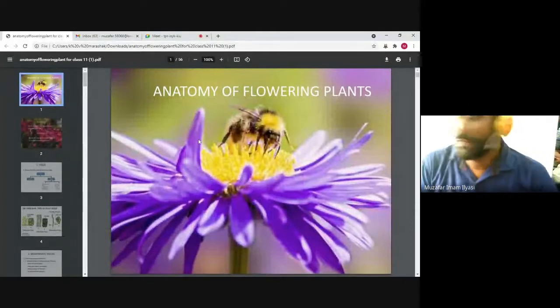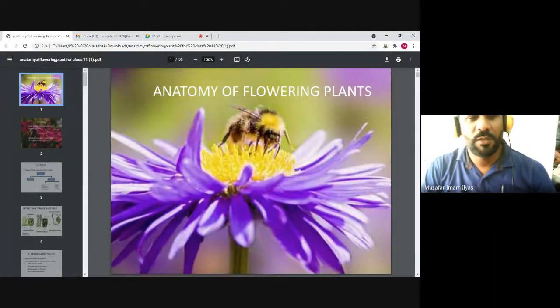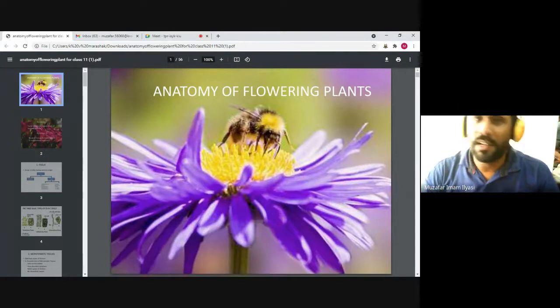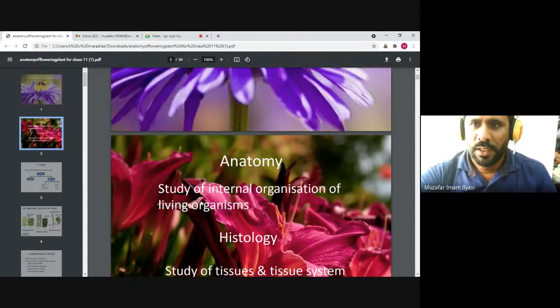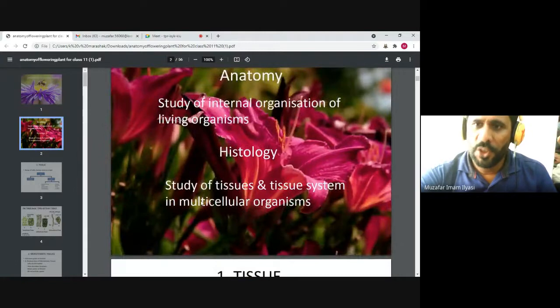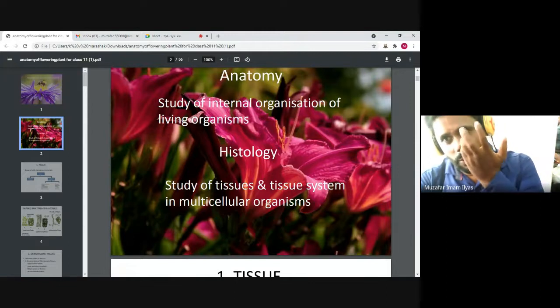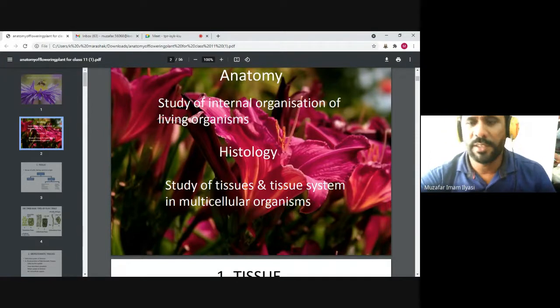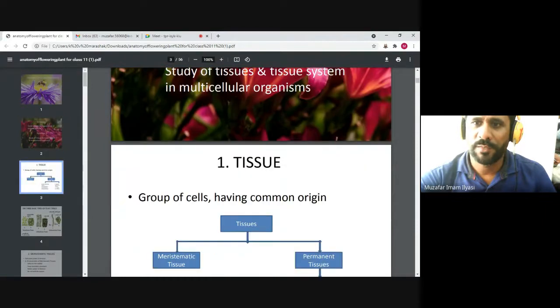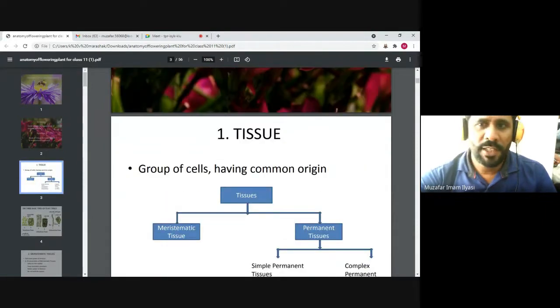Dear students, today we will discuss the anatomy of flowering plants. Anatomy means the internal structure of flowering plants. A study of the internal organization of living organisms is known as anatomy. Histology is another branch of anatomy: the study of tissues and tissue systems in multicellular organisms is termed histology. In this chapter, especially, the focus will be on tissue.